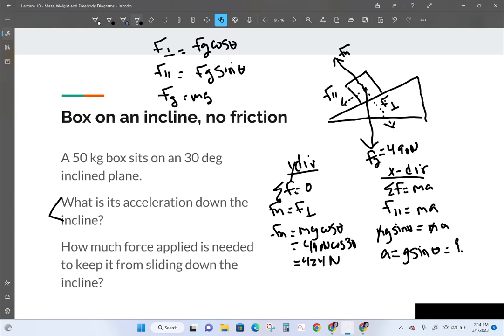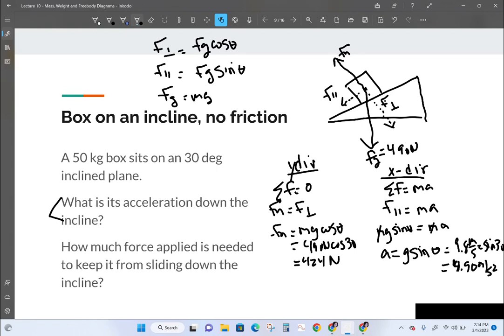So 9.8 meters per second squared times sine of 30, which should be 4.90 meters per second squared. That is a 4.9.